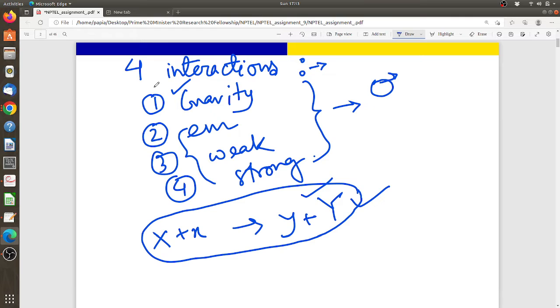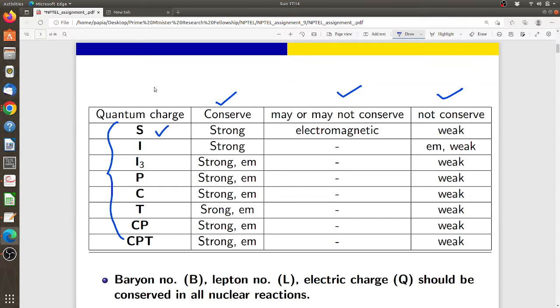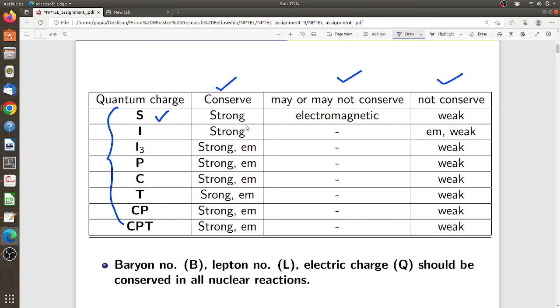So I thought that I should talk about something more on the nature of the nuclear interaction. So here I have given a table. Can you see the screen?